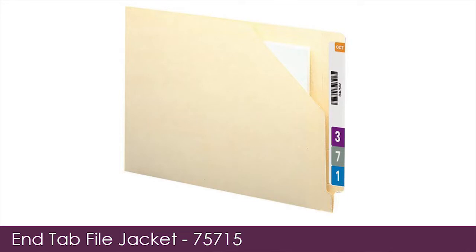Now I also noticed on this particular folder, which is an end number tab, 75715. This is just an end tab jacket, right? Exactly. And we should put a slide up for that. Sure. 75715 end tab jacket. Again, the products come in jackets, pockets, folders, standard folders, classification folders. There's all kinds of different ways.